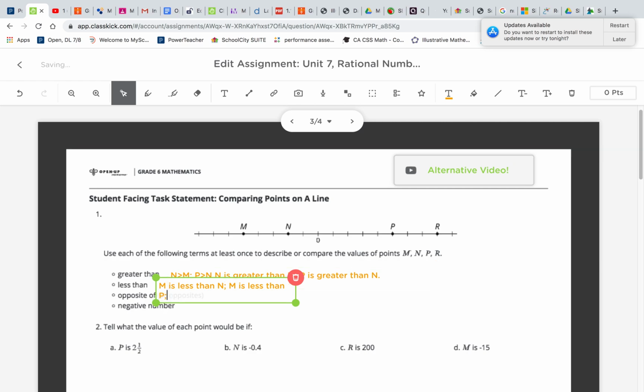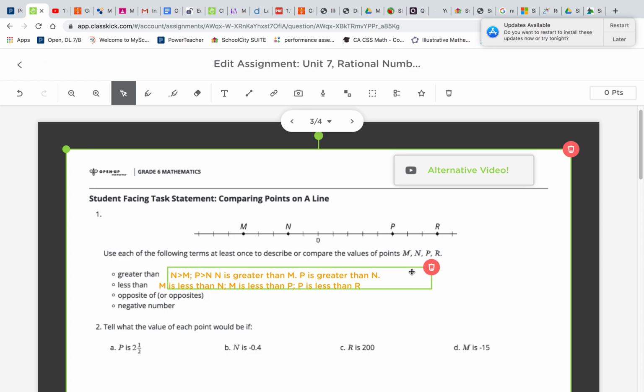We can also say that P is less than R. Even though P is way out there, P is the third largest of the points here that have a letter with them. It's still less than R because it's to the left of R.